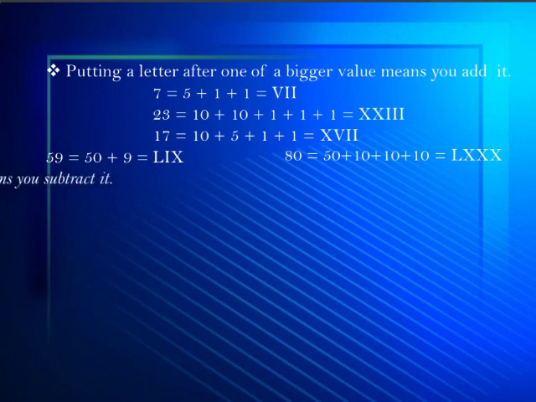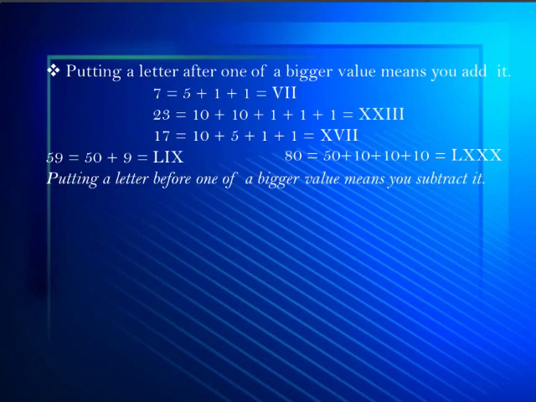Next rule is putting a letter before one of a bigger value means you subtract it. This also you studied in 4th standard. So how do you write the Roman numeral for 4? It is IV. How do you write it? 5 minus 1 is 4. So the value of 5 is V, and the value of 1 is I. As it is subtraction, you will write the value of I before the bigger value.